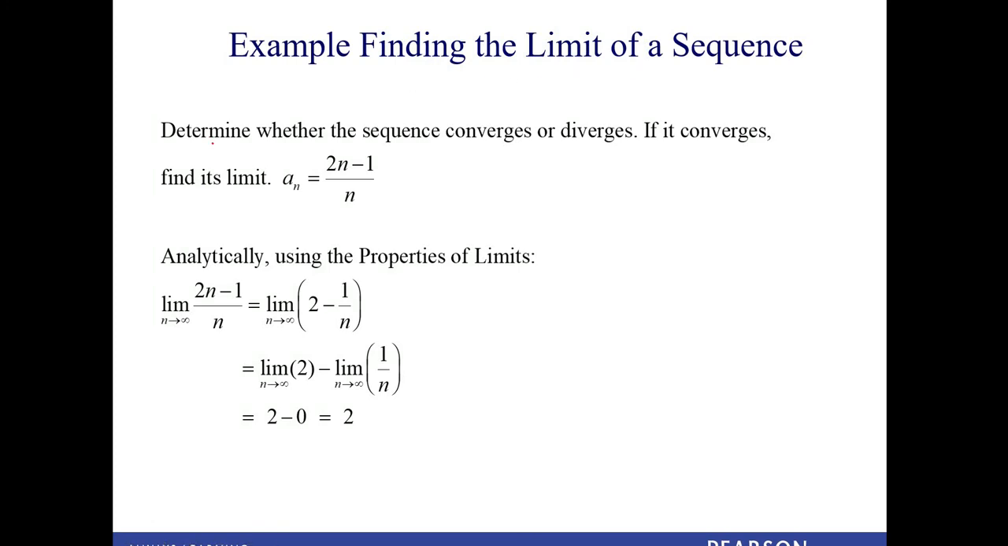So let's find the limit of a sequence. Determine whether the sequence converges or diverges. If it converges, find its limit. So here is our sequence. We're going to use the limit as n approaches infinity of 2n minus 1 over n. They've broken this down into two pieces using properties. The limit as n approaches infinity of 2 is 2. The limit as n approaches infinity of 1 over n is 0. Therefore, the limit is 2. Since it has a limit, this converges. So again, a sequence with a limit as n approaches infinity is called a convergent series.